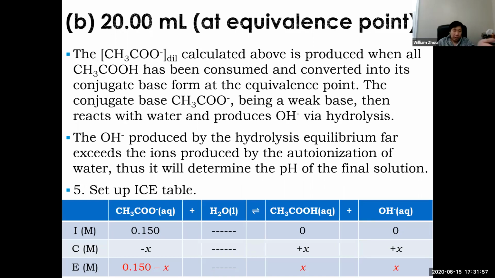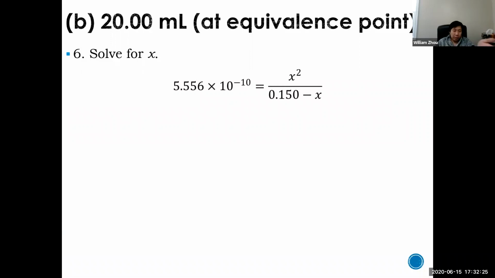The hydroxide created by this equilibrium far exceeds the hydroxide from the autoionization of water. Autoionization gives you 10 to the negative 7. That is pathetically low. We can just ignore that number, just focus on the hydroxide produced here. We have the Kb, we calculated that. We have the ice table, we calculated this. We can solve for X with the Kb and the ice table.